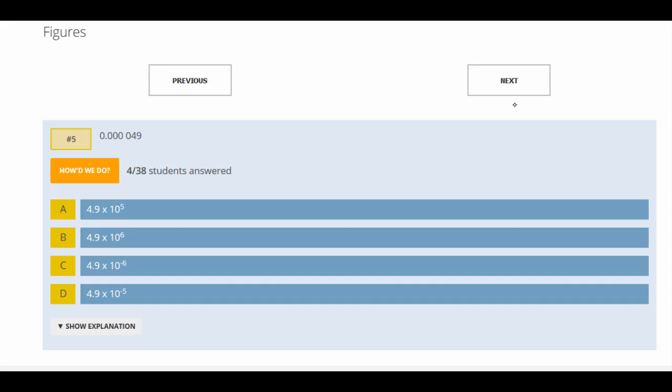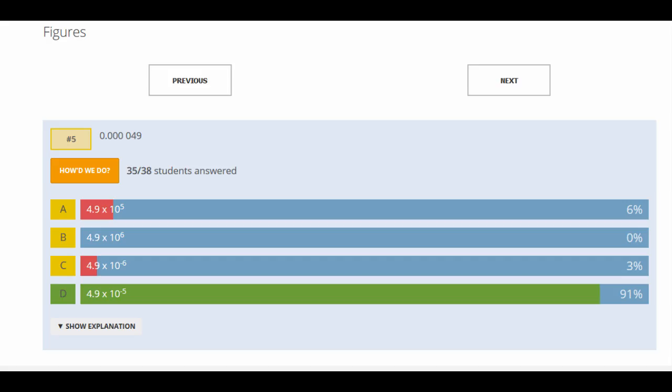0.000049. Get your answers locked in, and we'll count down. 5, 4, 3, 2, 1. And the correct choice is letter D, 4.9 times 10 to the negative 5th.